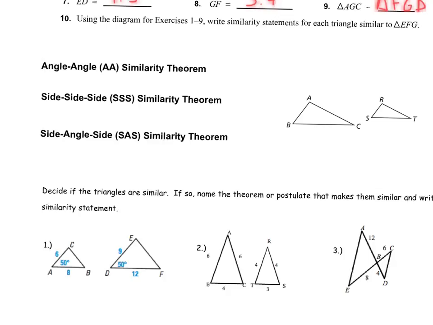Okay, any questions so far? Okay, try 1, 2, and 3 together with your groups. So you have to decide if they're similar. If so, name the theorem and then write a similarity statement. Okay? I said that one. They were similar.